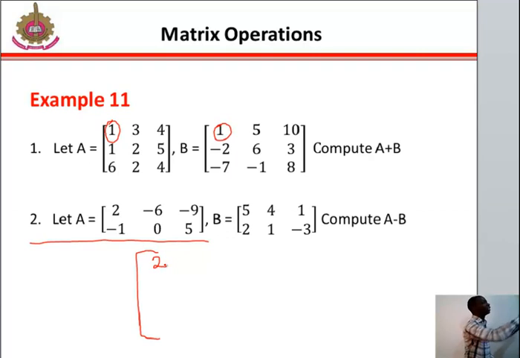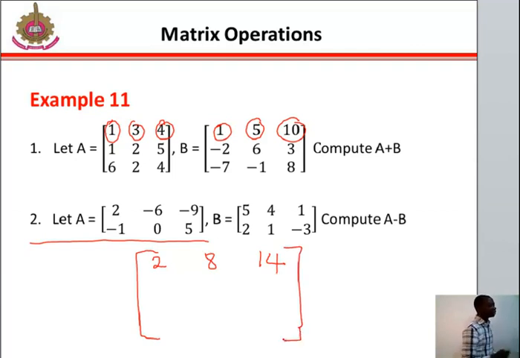Similarly, you add the second element in the first row of the first matrix to the second element in the first row of the second matrix. You are going to have 3 plus 5, which is equal to 8. You add the last element in the first row of the first matrix to the last element in the first row of the second matrix. That is 4 plus 10, which is going to be 14. We are going to repeat the same procedure for the other elements.